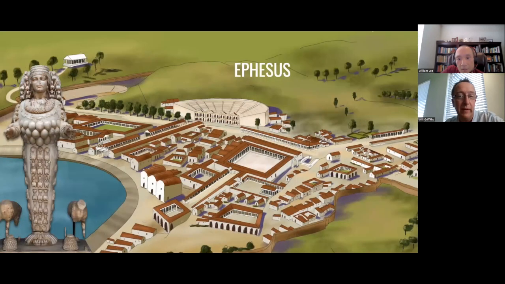Yeah, and then we move on to the eastern end of the Imperium Romanum, going from northern Africa to Greece, and then we take a step into Asia. It's 27 to 29 in Ephesus.